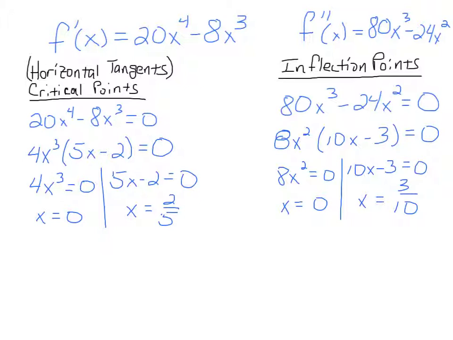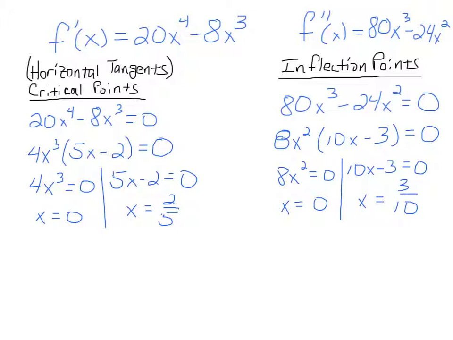In this case, we factor out a 4x cubed, which is the greatest common factor for 20x to the fourth and 8x cubed, and we're left with a 5x minus 2. Then we're going to set each of these factors equal to 0 and simply solve for x. In the first case, we get x is 0. In the next case, we get x is 2/5 or 0.4 if you want to do a decimal. These are our critical points, so here's where we'll have horizontal tangents.